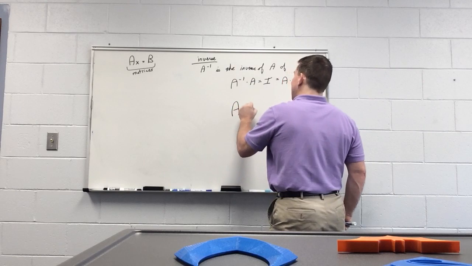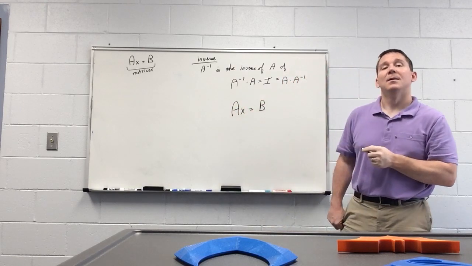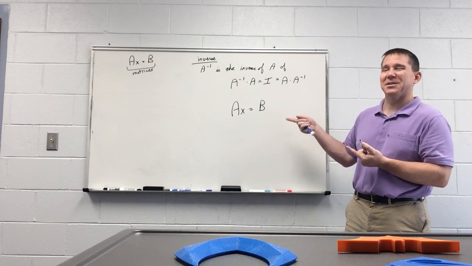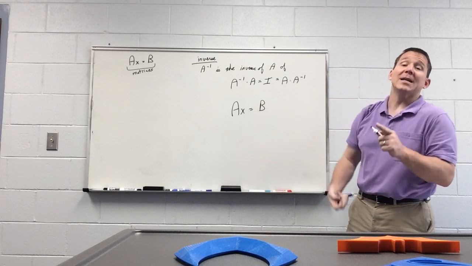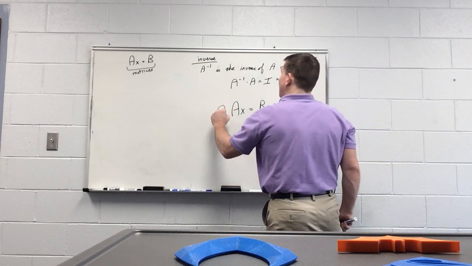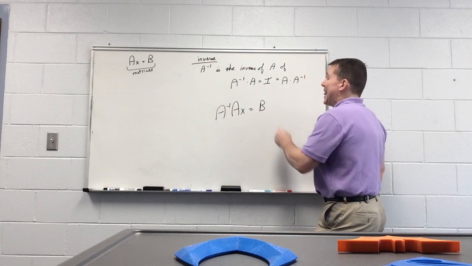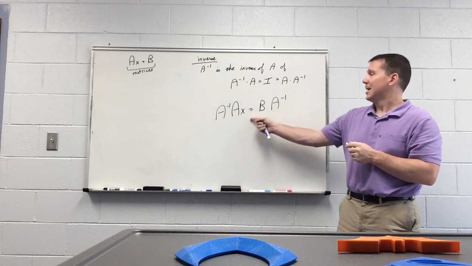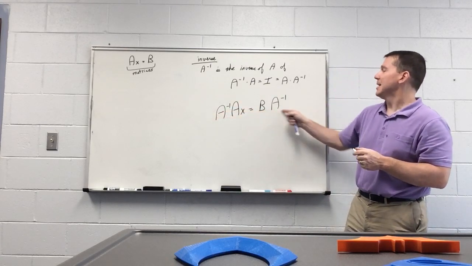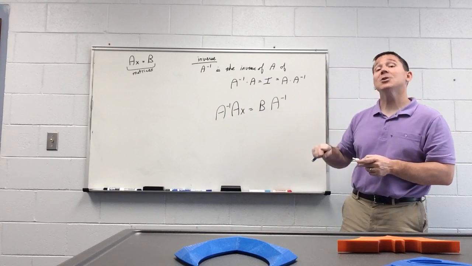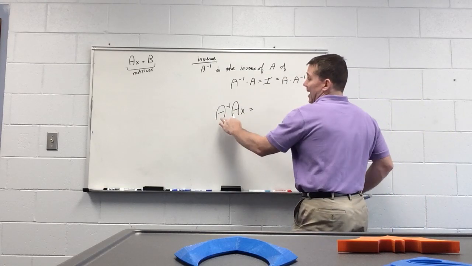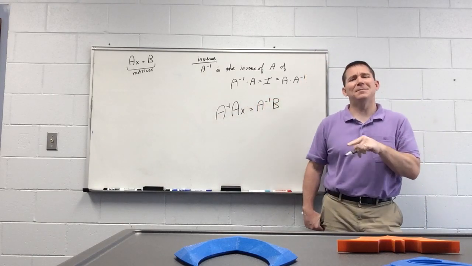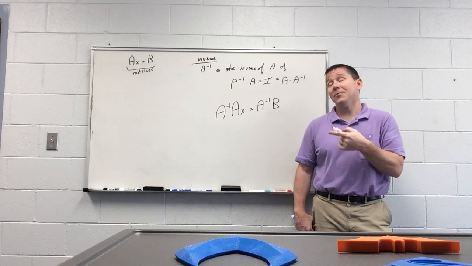Again, if I had AX equals B, I could say, assuming these are invertible, we'll see what makes them invertible later on. But for right now, if they are invertible, I can multiply by A inverse on the left. That is not the same as multiplying by A inverse on the right. Here I multiplied A inverse on the left. Here I multiplied it on the right. That does not work. If I'm going to multiply on the left, I have to multiply on the left because of the non-commutativity of matrix multiplication.